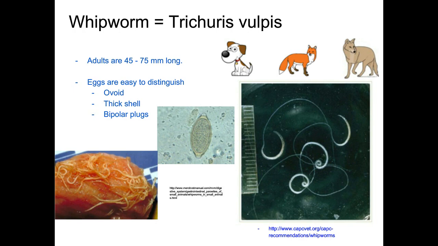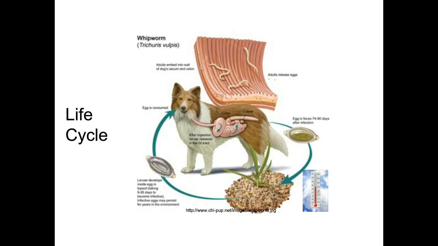Again, with the life cycle, it's pretty easy. The adult worms are found in the cecum and colon, where they lay unembryonated eggs in the feces. Like hookworms, if the environmental temperature is great and the moisture is just right, they will develop into the embryonated stage and be the infective stage. So eggs can remain viable for 5 years in the ground if the moisture is right, but if they are in a dry area, then they can desiccate. So they lose water and they dry out.